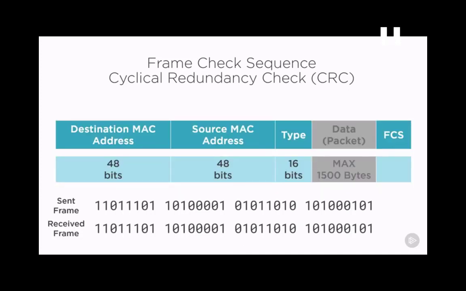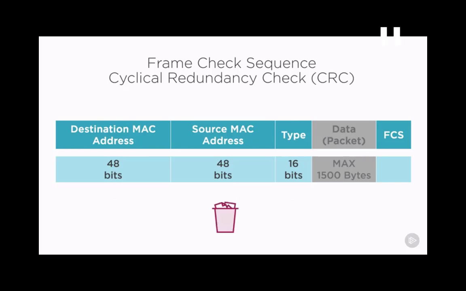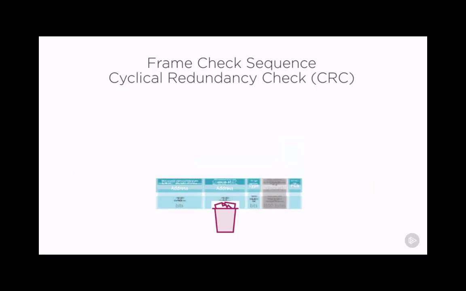Now we have two CRC values, and we compare them. If they are the same, it means the data was received without any error. But if the data is corrupted, the value will be different. In this case, we discard the data from our frame and ask the sender to resend the frame.